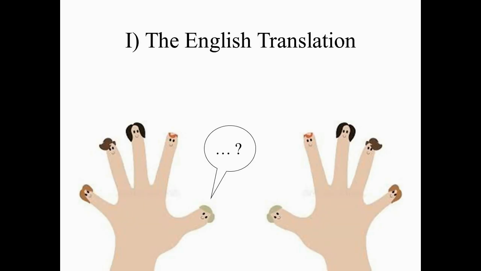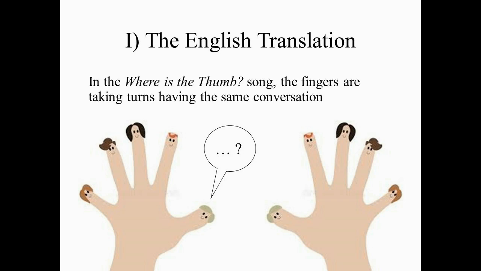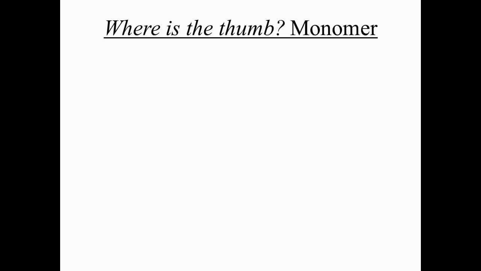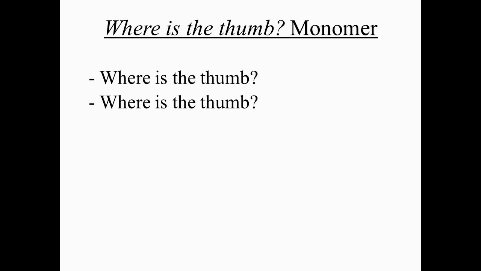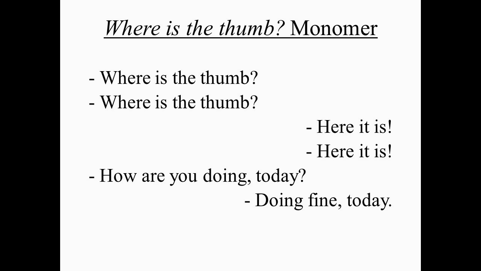Let's go over the lyrics translated into English. In the Where is the Thumb song, the fingers are taking turns having the same conversation with each other. The lyrics translated into English are: where's the thumb? Where is the thumb? Here it is. Here it is. How are you doing today? Doing fine today. Let us leave. Let us leave.